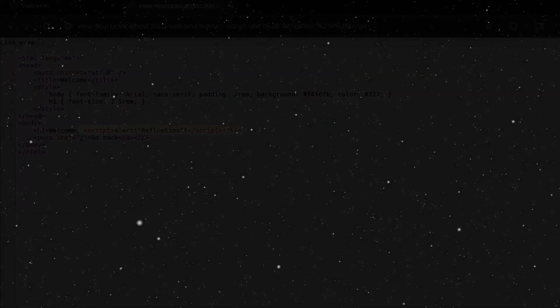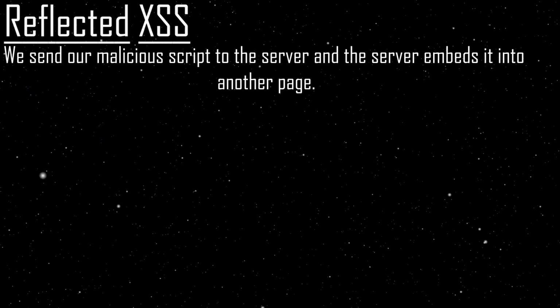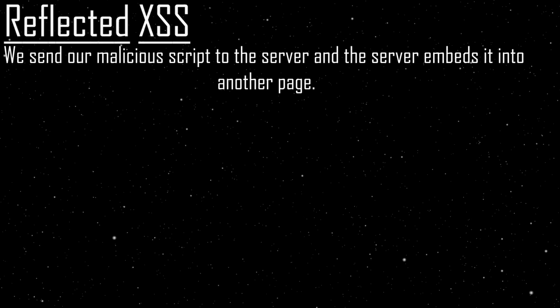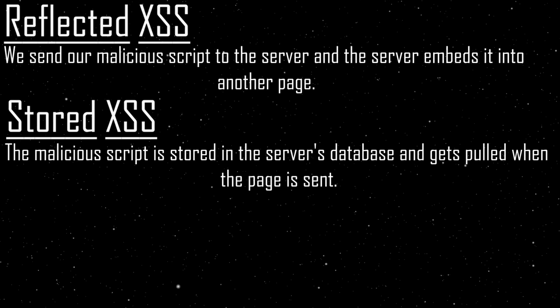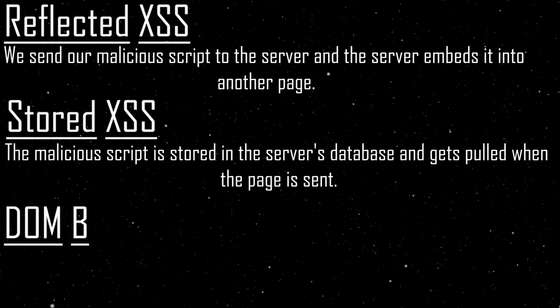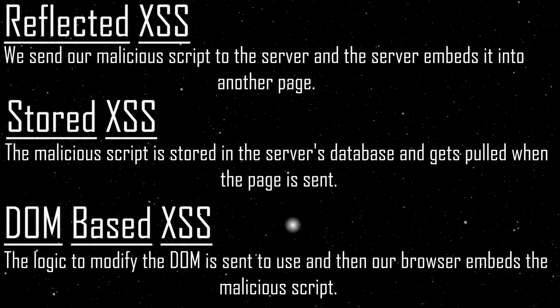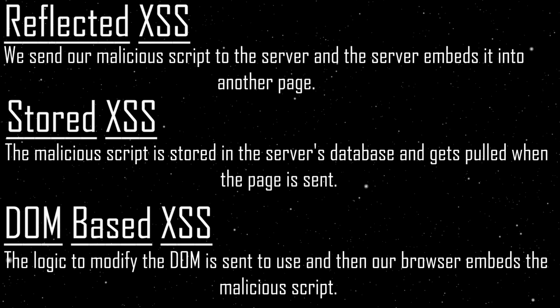So, as a quick recap, in reflected cross-site scripting, we send our malicious script to the server, and the server embeds it into another page and sends it back to us. In stored cross-site scripting, the malicious script is stored in the server's database and gets pulled when the page is sent. And in DOM-based cross-site scripting, the logic to modify the DOM is sent to us, and then our browser is the one embedding the malicious script.